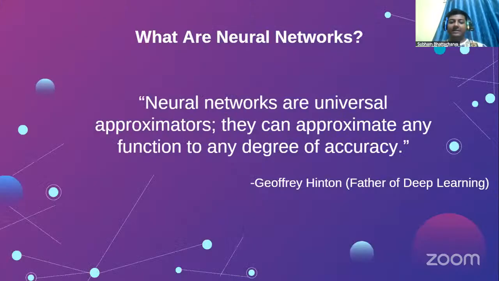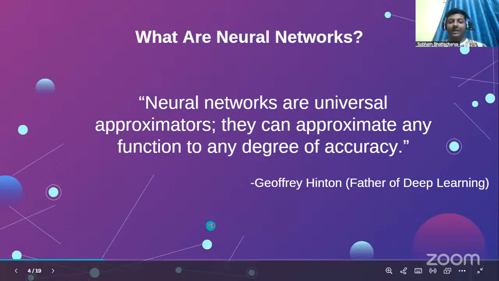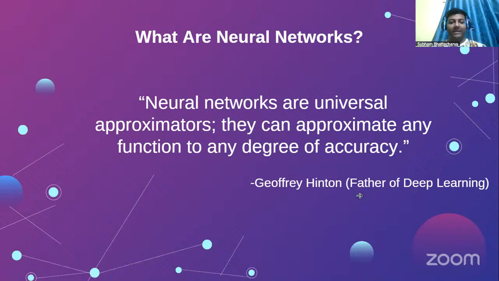This is a quote by Geoffrey Hinton, who is the father of deep learning: neural networks are universal approximators. They can approximate any function to any degree of accuracy. This is a generalized statement, but I guess it is not clear to everyone, so let me give you a simple explanation.